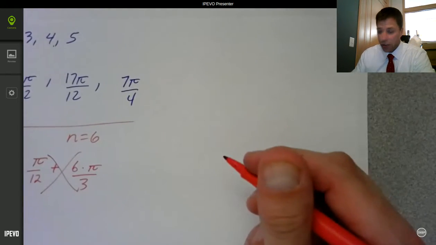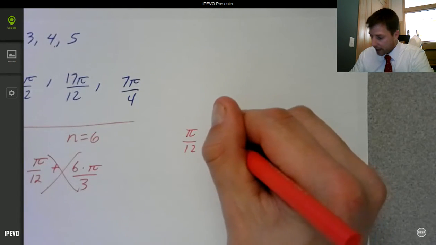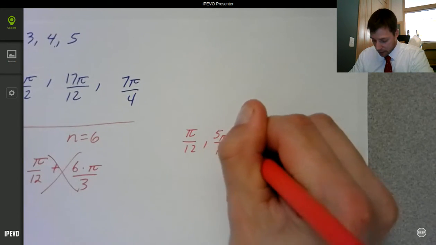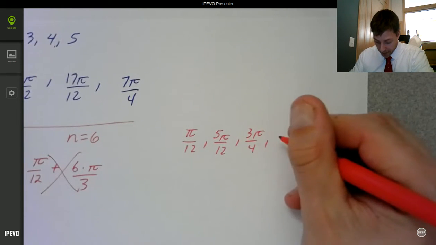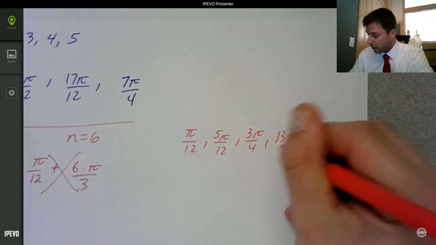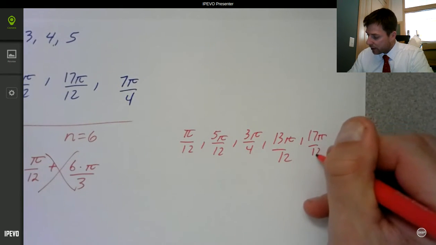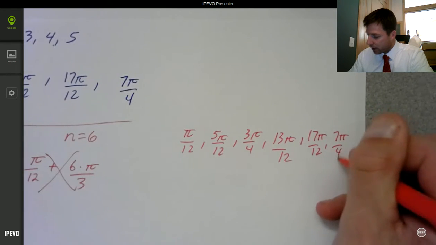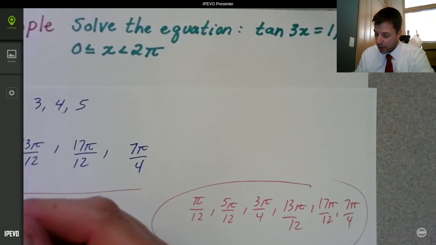Okay, so our solutions are pi over 12, 5 pi over 12, 3 pi over 4, 13 pi over 12, 17 pi over 12, and 7 pi over 4. Those are all the solutions from 0 to 2 pi of this multiple angle.